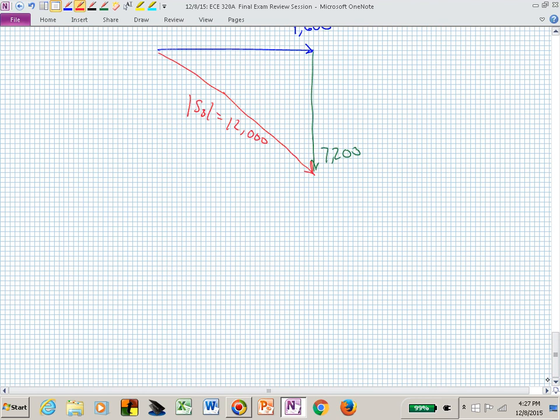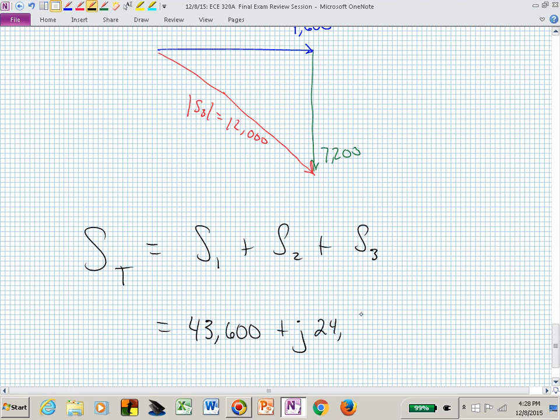Now what we want is the total complex power of all three loads, all three phases. We have all three loads. The beauty of complex power is we can just add up these vectorially, can't we? Or algebraically. We can say this is S1 plus S2 plus S sub 3. And without going through that, we add up all of the P's and add up all the Q's. We end up with 43,600 plus j 24,800 volt amperes. Yes?